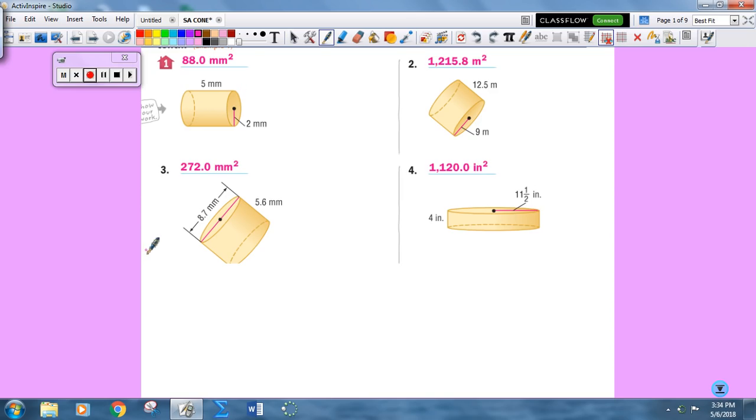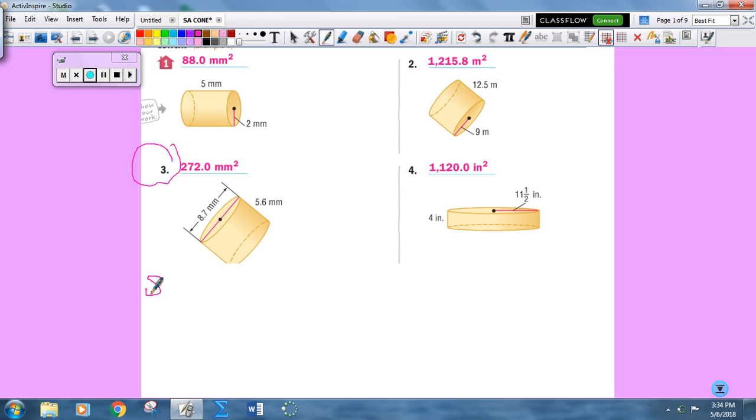Today we're going to review the surface area of a cylinder and we're going to learn the surface area of a cone. Your unit test on this material will be next Monday, so a week from today. If you have any questions, you may certainly see me tomorrow during home base. So, here are the answers to 1 through 4. I am going to do number 3 for you.